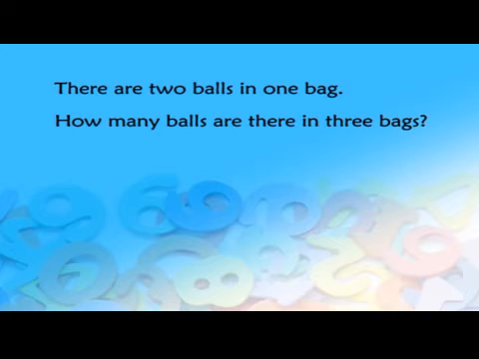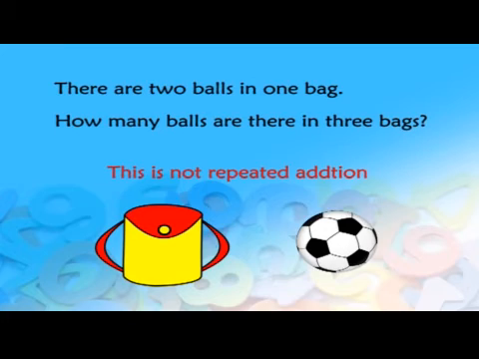Again, look at the following question. There are 2 balls in one bag. How many balls are there in 3 bags? Compared to the first statement, this one is a little different, because this is not repeated addition, because we have got 2 separate objects here. So, help the child to identify the relation between the subjects. One may be a box, one is the number. So, you have to multiply these 2 to get the correct answer.